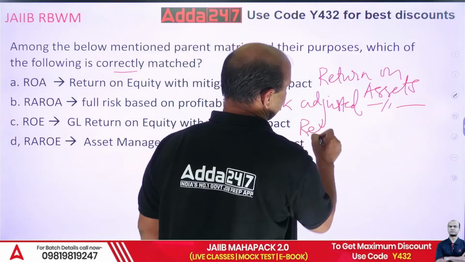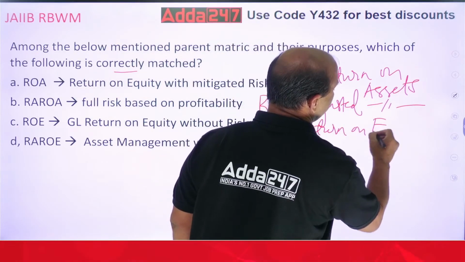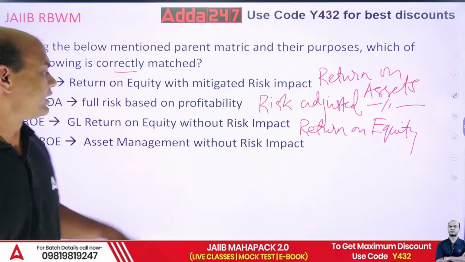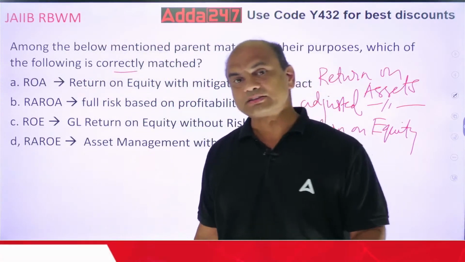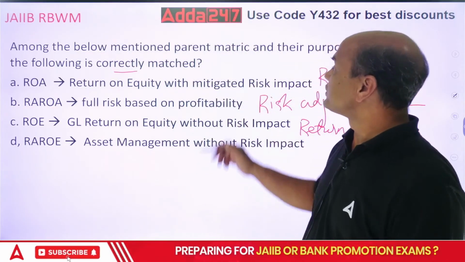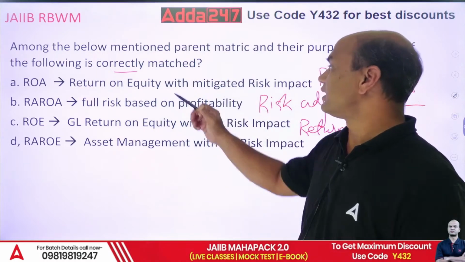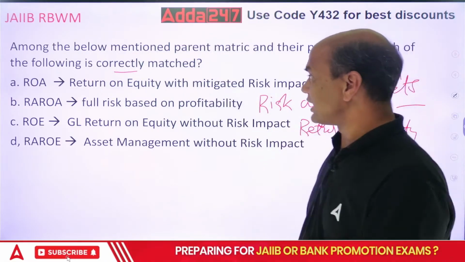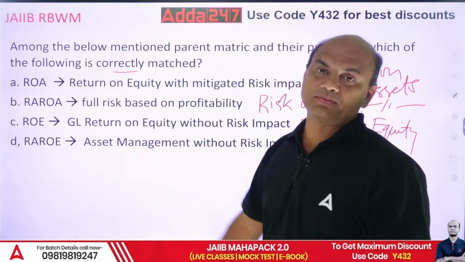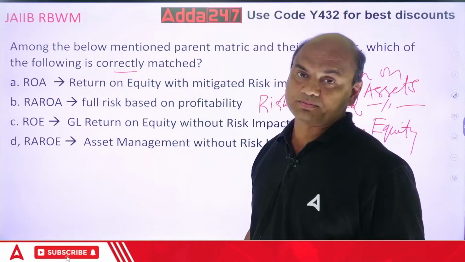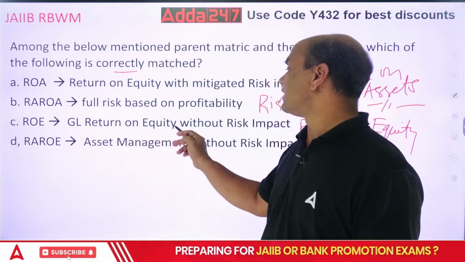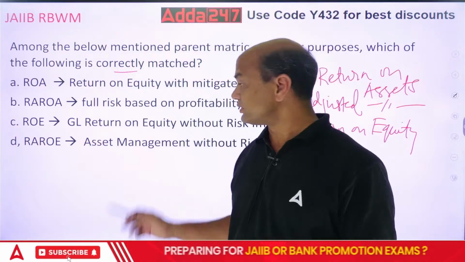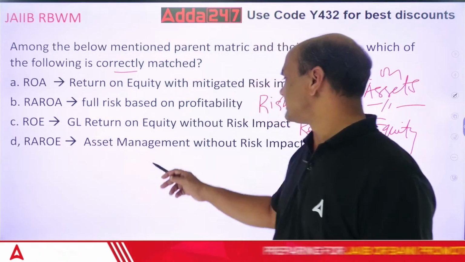Return on equity is known as ROE, and RAROE means again risk adjusted return on equity. So which one of them is correctly matched? ROA, return on equity with mitigated risk impact. RAROA, fully risk based on profitability. Third, ROE, return on equity without risk impact. And RAROE, asset management without risk impact.